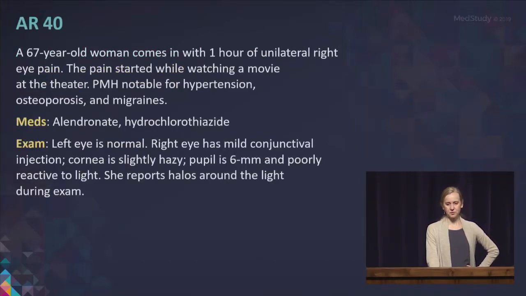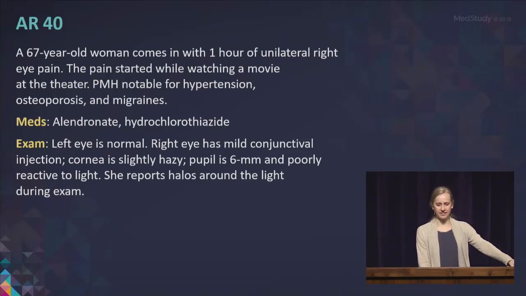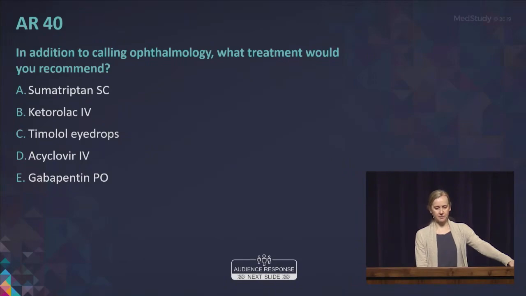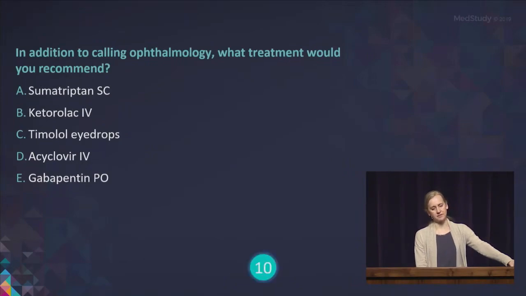A 67-year-old woman comes in with 1 hour of unilateral right eye pain. The pain started while watching a movie at the theater. Past medical history is notable for hypertension, osteoporosis, and migraines. She takes alendronate and hydrochlorothiazide. Her left eye is normal. Her right eye has mild conjunctival injection. Her cornea is slightly hazy. The pupil is 6 millimeters and poorly reactive to light. She reports halos around the light during exam. In addition to calling ophthalmology, what treatment would you recommend?